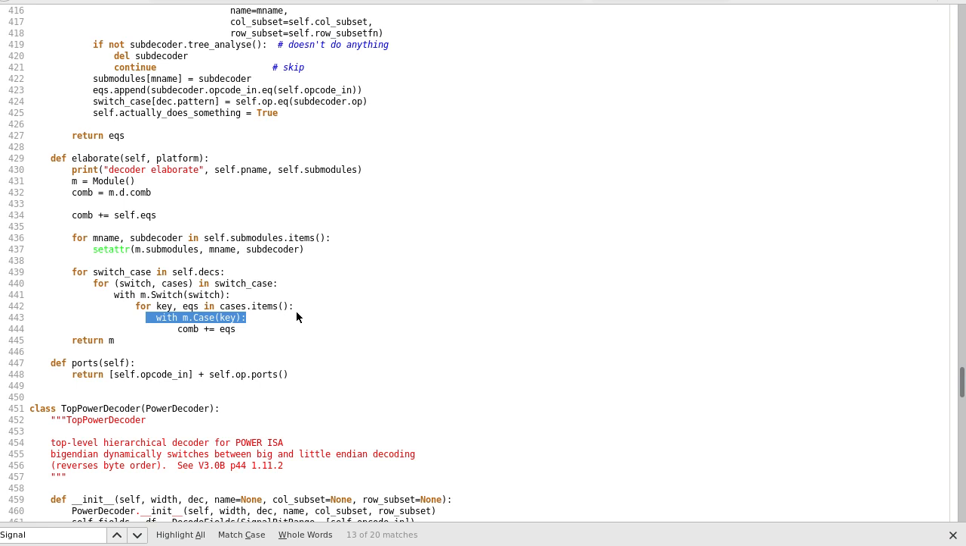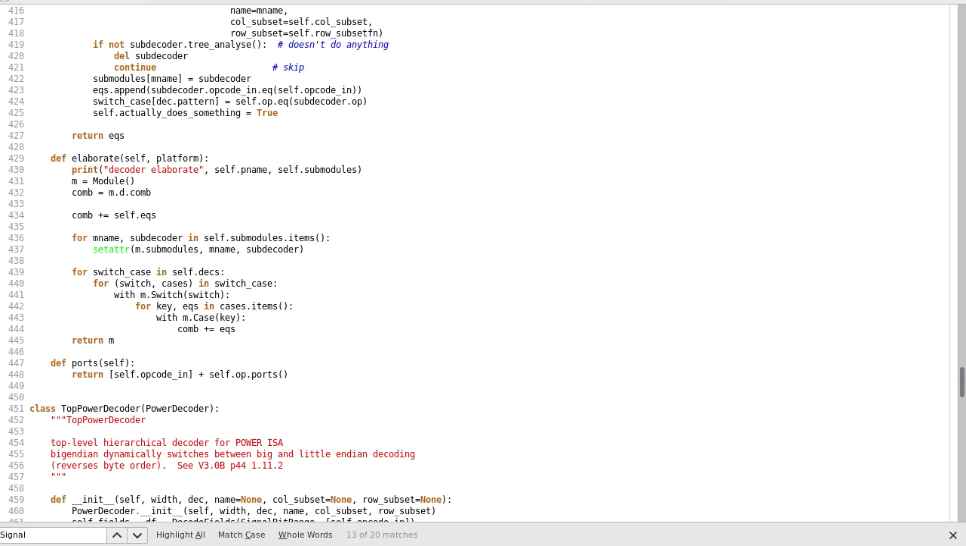What we're doing is a for loop over the switch statements here. We're starting the actual nMigen switch statement here and enumerating individual cases of the list. Can you see? And because it's recursive, it divides up the thing.